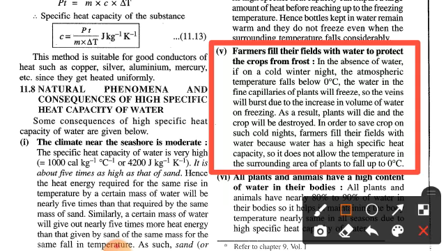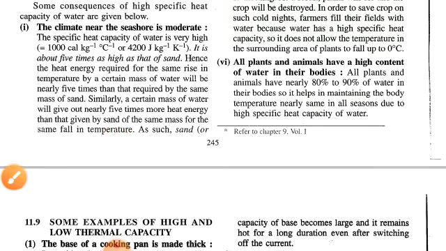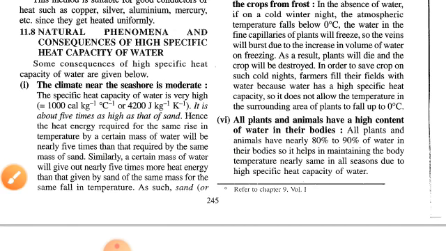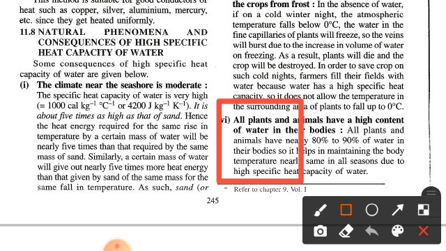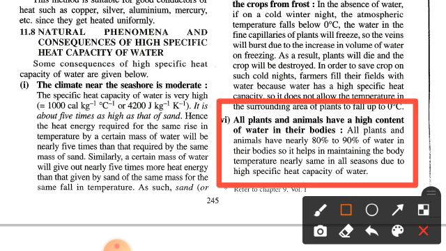In order to save crops on such cold nights, farmers fill their fields with water because water has a high specific heat capacity. So it does not allow the temperature in the surrounding area of the plants to fall to 0 degrees Celsius. Clear? This is the sixth and last one. All plants and animals have high contents of water in their bodies. You know very well, they have nearly 80 to 90% water in their bodies, so it helps in maintaining the body temperature nearly the same in all seasons due to the high specific heat capacity of water.